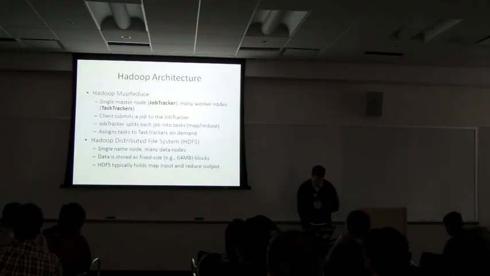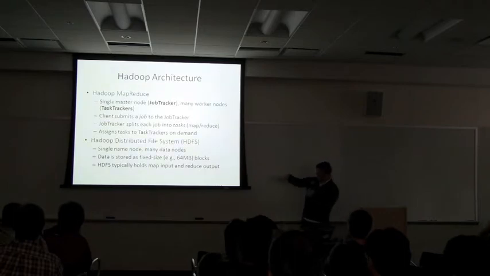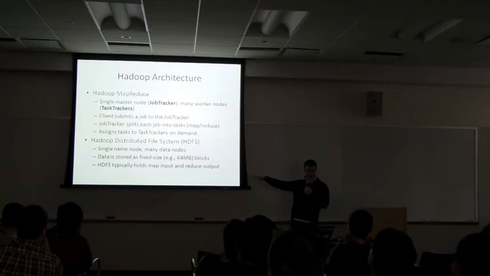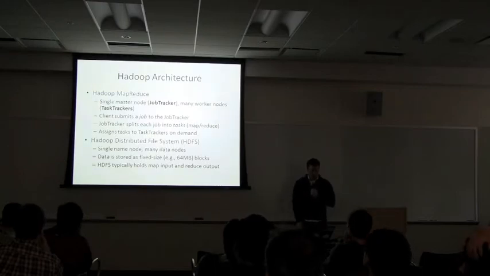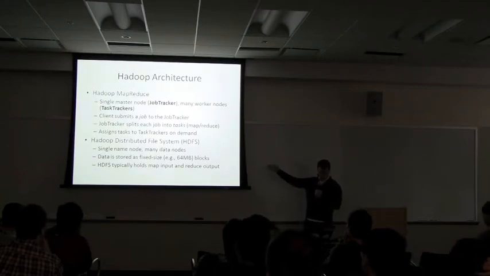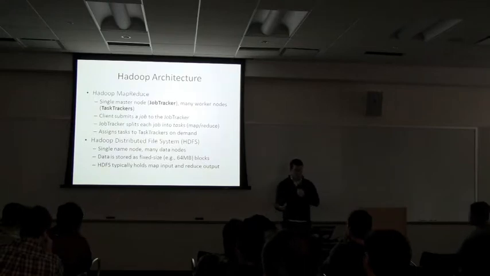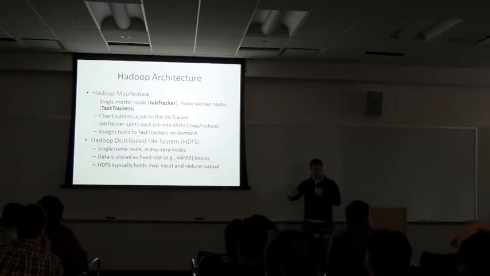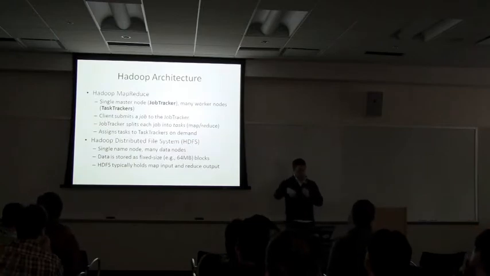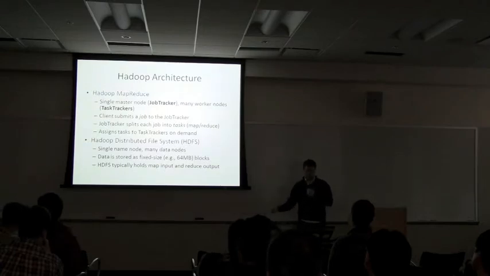So Hadoop, the architecture is made up of two components. There's the MapReduce component, and there's the distributed file system component. In the MapReduce component, we have a single master node, the job tracker. We have many worker nodes, called task trackers. Clients submit jobs to the job tracker. The job tracker takes those jobs and splits them into MapReduce tasks, and then assigns those tasks on demand.